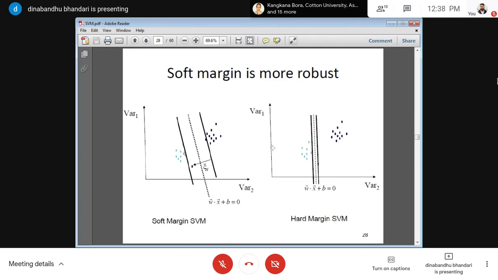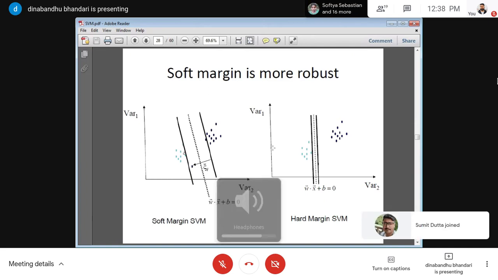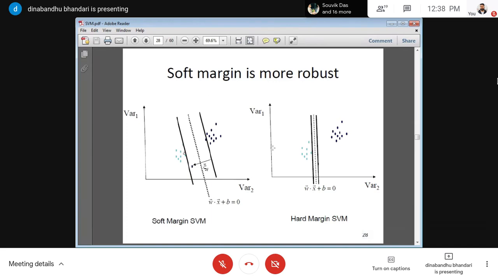Hey, Swaroop, can you do one thing? This kernel concept, non-linear separation, is another beautiful concept, and frankly speaking, it needs a fresh mind to understand: how we take the points into a higher dimension, and how the dot product will help us. Can we take it tomorrow morning for half an hour? Okay.